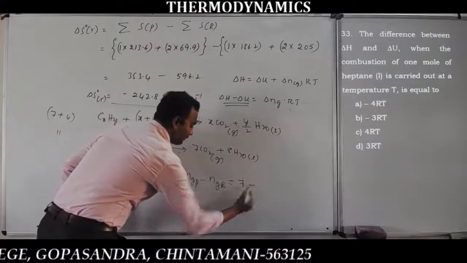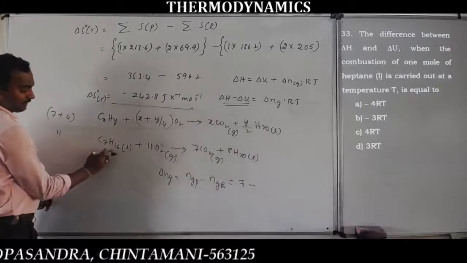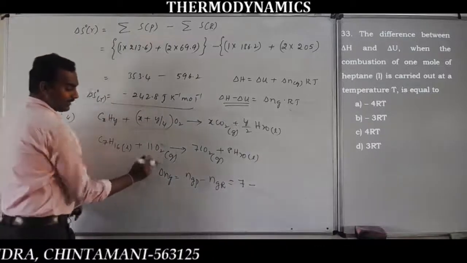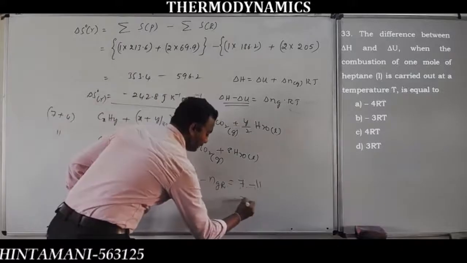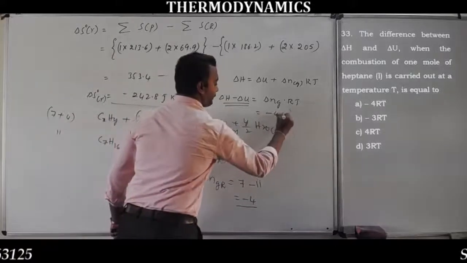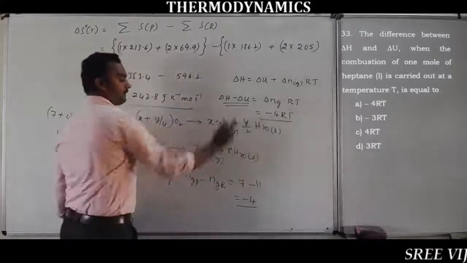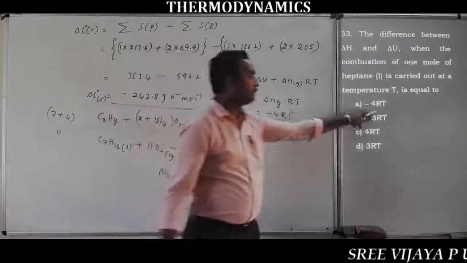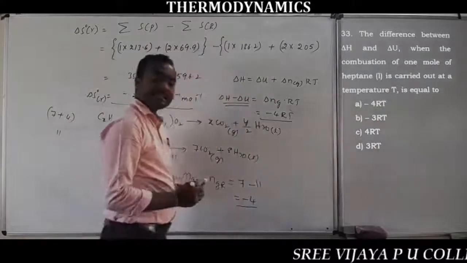That is 7 minus gaseous reactant ಅಂತ ತಗೊಂಡು ಮಾಡಿ. Reactant is liquid ಇದು ತಗೋಬೇಡಿ. ಇದೆಷ್ಟಿದೆ 11 ಇದೆ. That is equal to minus 4. So answer ಏನಾಗುತ್ತೆ ಅವಾಗ? That is equal to minus 4 RT. Difference between delta H and delta E is minus 4 RT. That is option A is the correct answer.